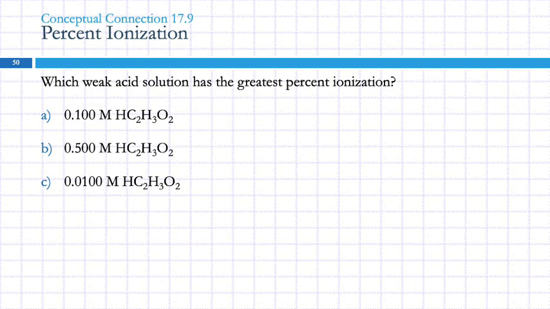So this one is asking us which weak acid solution has the greatest percent ionization. All the acids are the same. So here this is asked as a conceptual problem. On an exam, you could actually do the calculations and find out, right, if you can't remember which way it goes. We've got 0.1 molar, 0.5 molar, and 0.01. So it has to be either the biggest or the smallest, right? So we can get rid of this one in the middle.